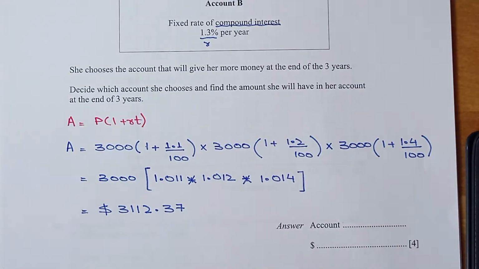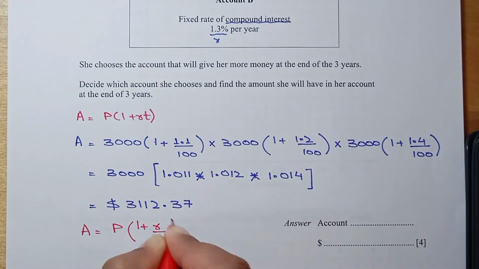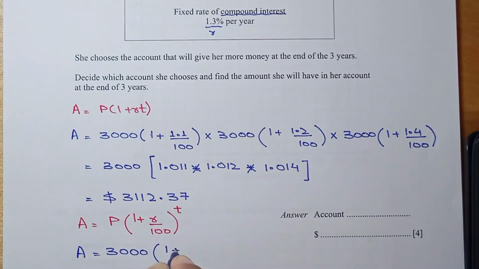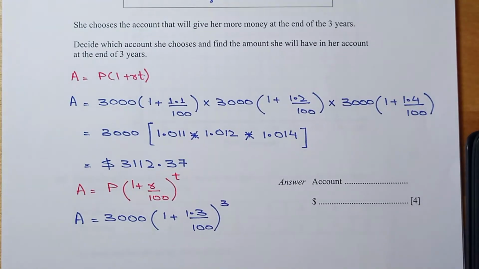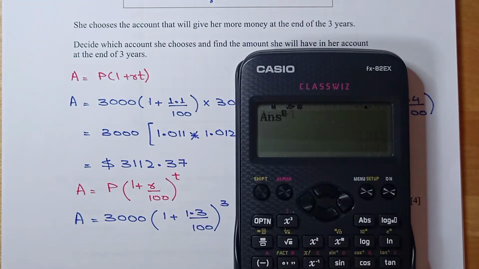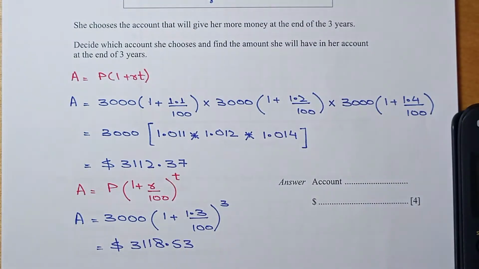Now moving to account B. Account B is compound interest, so we have to use the formula for compound interest for the second account. That is A equals P into (1 plus R over 100) to the power T. So again, the amount we need to find, principal is 3,000, into 1 plus the interest rate of 1.3%, so 1.3 over 100, and the time is 3 years. So let me simplify. 1.3 divided by 100, adding 1, taking its cube, times 3,000, so $3,118.53. Okay, now we have the amounts for both accounts.